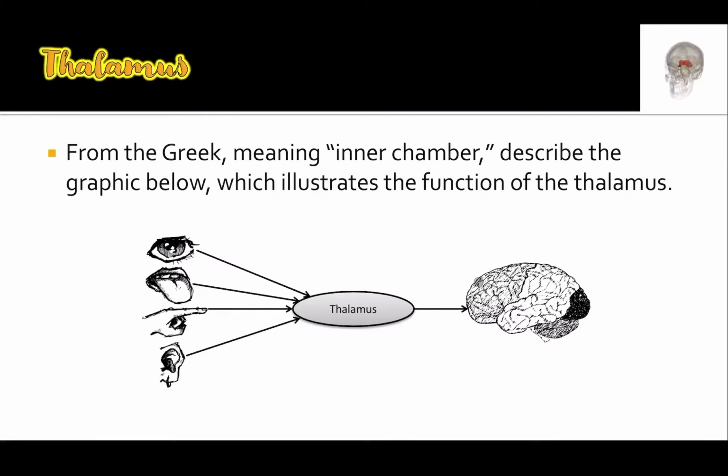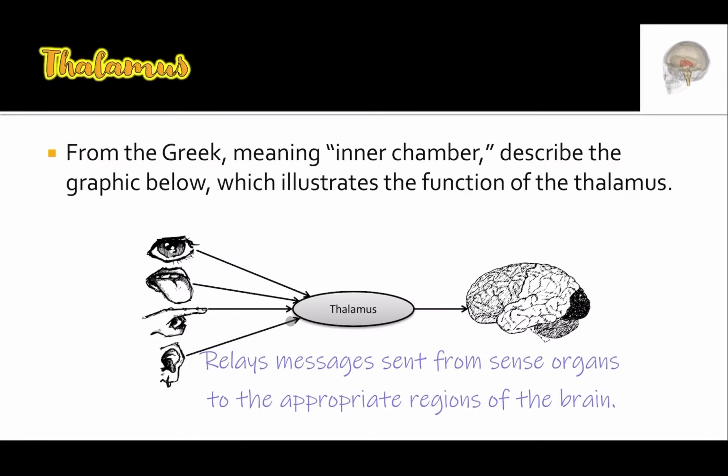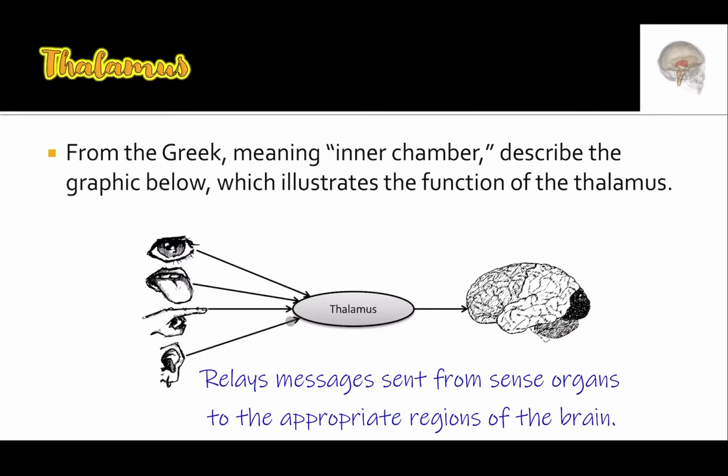You'll notice there is one exception, and that is your nose. Smell is the only thing that does not have to get processed by the thalamus first. It goes straight to the frontal lobe because the olfactory bulbs are attached to your frontal lobe. So smell bypasses the thalamus, but everything else uses the thalamus as a relay station for your sense organs.